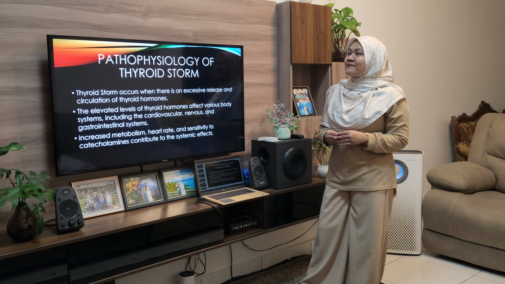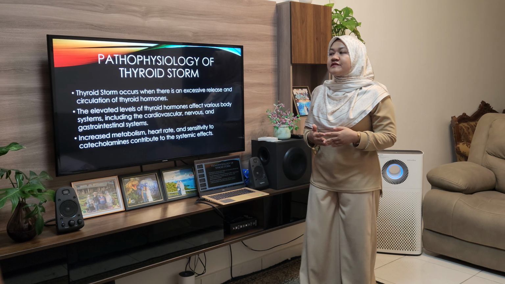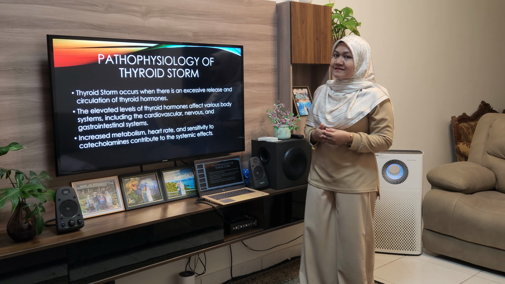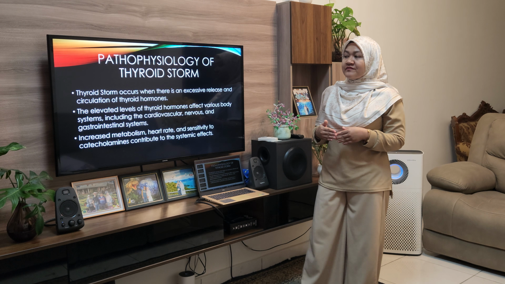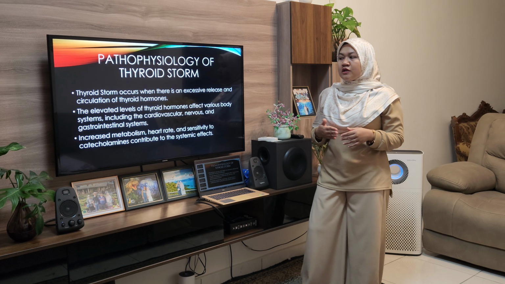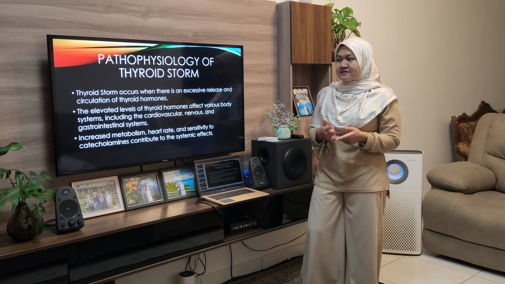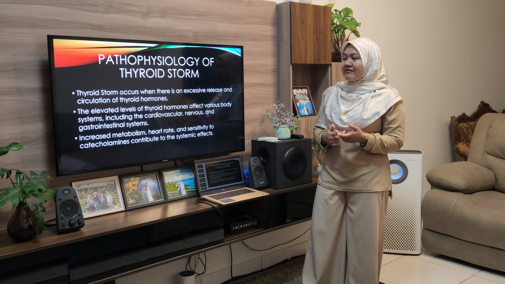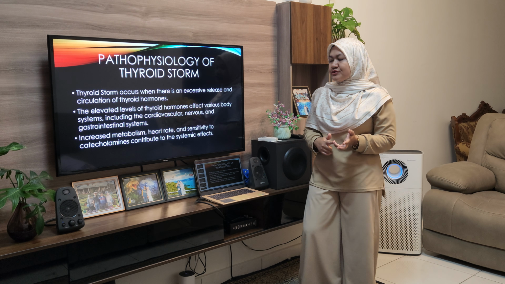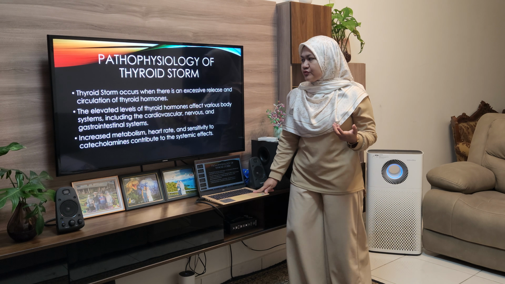Alright, now we proceed to the pathophysiology of thyroid storm. How does thyroid storm happen? Thyroid storm occurs when there is an excessive release and circulation of thyroid hormone, as I mentioned before, and the elevated level of thyroid hormone affects various body systems, including the cardiovascular, nervous, and gastrointestinal systems. It increases metabolism, heart rate, and sensitivity to catecholamines, contributing to the systemic effects. That's why thyroid storm is important to be controlled.